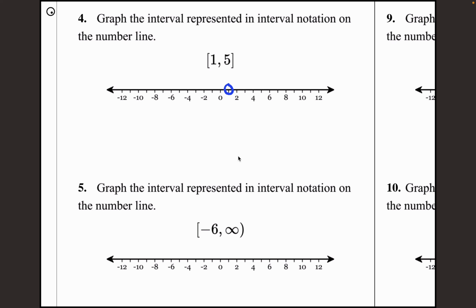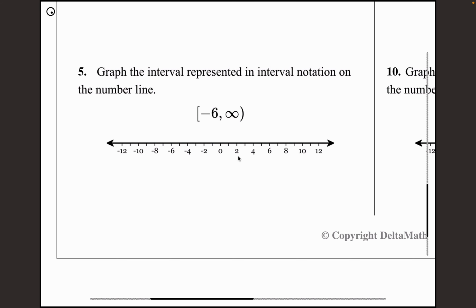The biggest thing we have to realize is, is this a bracket or a parentheses? Right here we can see it's a bracket. If it's a bracket, that means it includes 1, so we're going to go ahead and fill that circle in. Then we have to go all the way to 5. 5 is not too far away, so I'm going to put my circle right here at 5. And again, we look, it's a bracket, so I'm going to fill it in again. Then it's every number in between, so I'm just going to put a line in between, and there you go. There's your answer for that one. So it includes 1, includes 5, and everything in between.